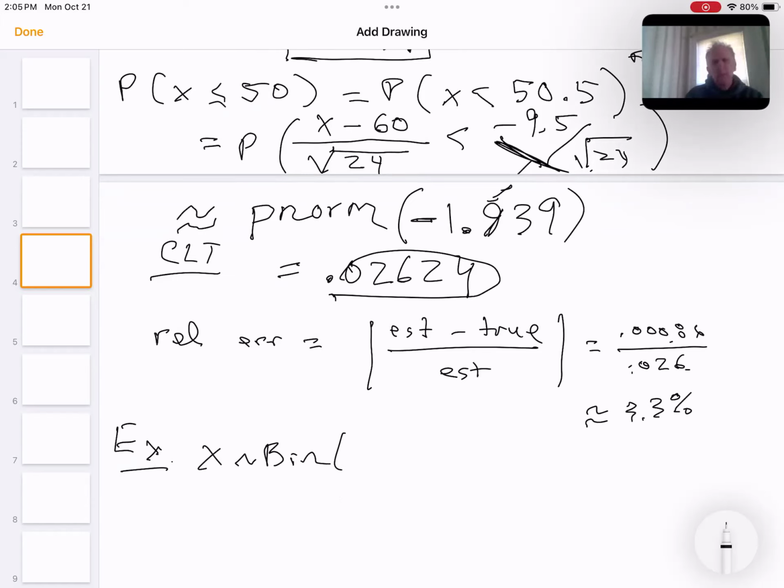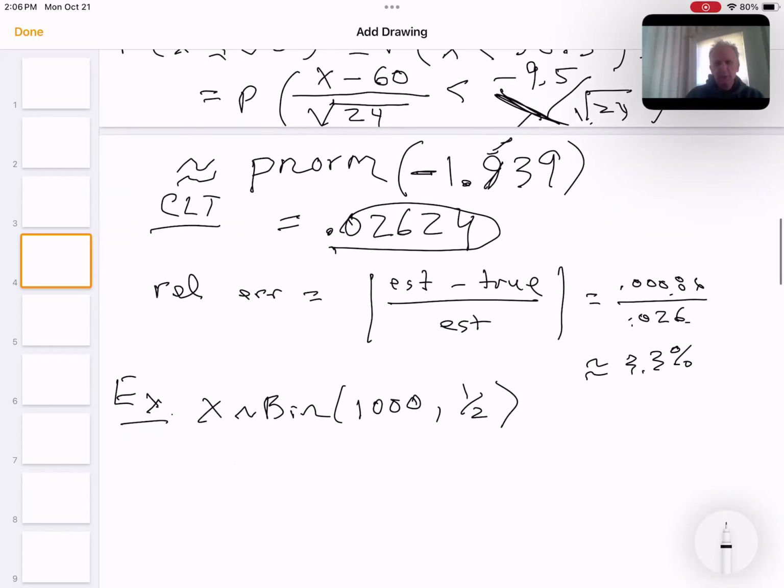Okay, next one. Say x is binomial, and now I raise it up to 1,000, and I'll do this too, just because I did it in the notes. So I'm doing 2 things that should improve it. I'm putting p more toward the middle, and I'm taking another order of magnitude of samples. And I'm also going to look at even further away from the mean. So probability x is less than or equal to, say, 450.